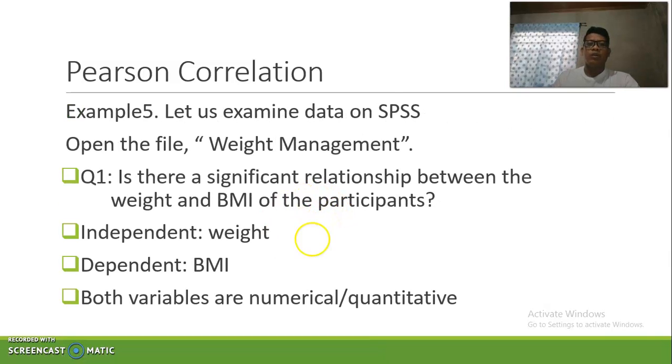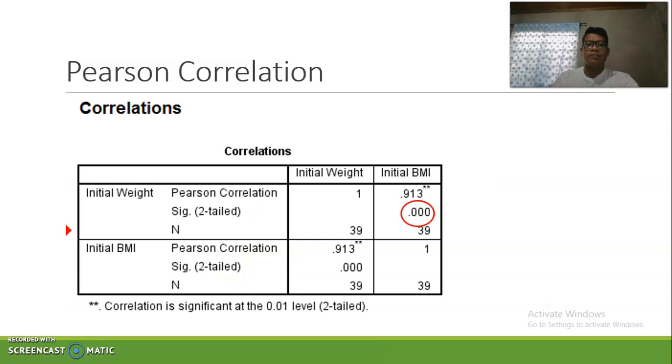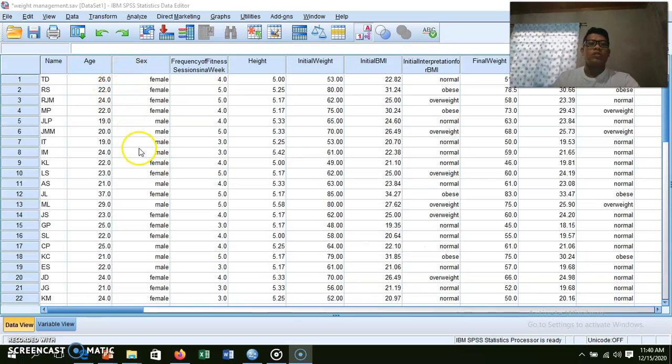So for example, let us open a data on weight management activity. Our inferential question is, is there a relationship between weight and BMI of the participants? Both dependent and independent variables are numerical data. They are both quantitative data. So let's open a file. This is the weight management file.